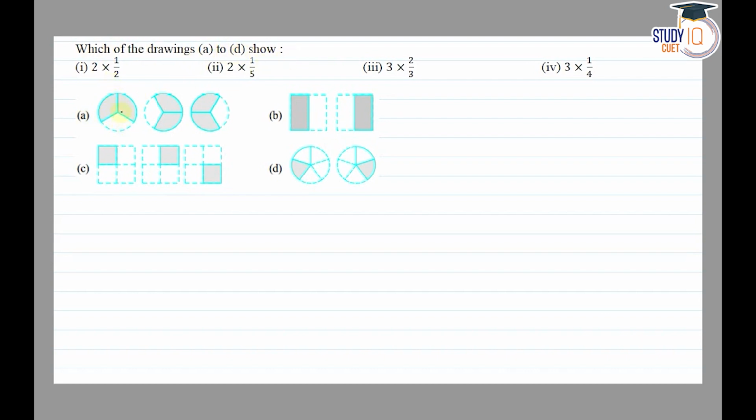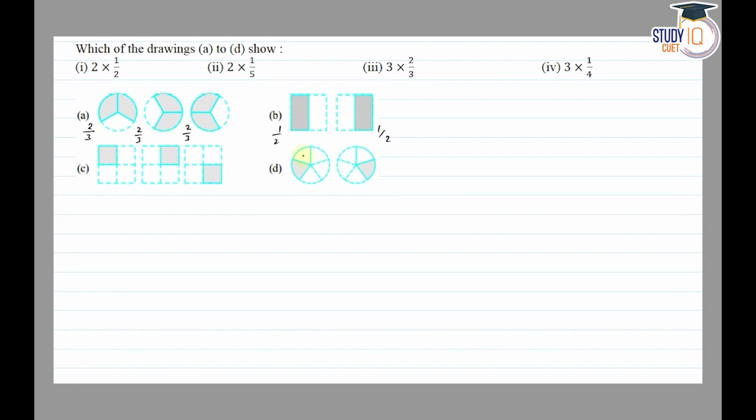So in A, here 3 parts out of which 2 are shaded. So this is 2 by 3, same 2 by 3, 2 by 3. And here, 2 parts out of which 1 is shaded, so it's 1 by 2, 1 by 2.